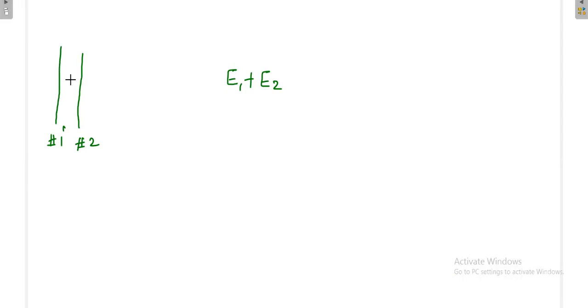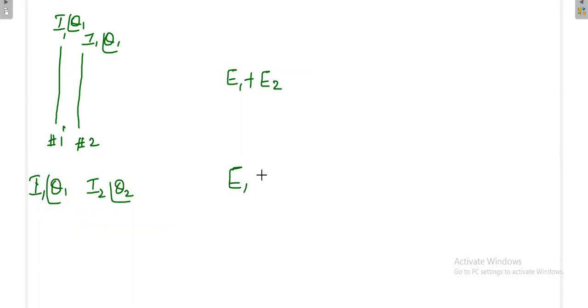And again, you have to make sure that the current that you are feeding here, the phase that you are using here, say I1 theta 1, is exactly the same. This is also I1 theta 1. The current value as well as the phase has to be the same. Then only this is E1 plus E2. Suppose if you use I1 theta 1 here, and I2 with some other theta 2 here, then you do not know what will actually happen.